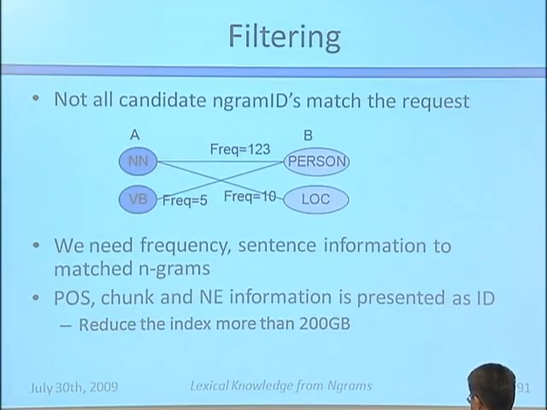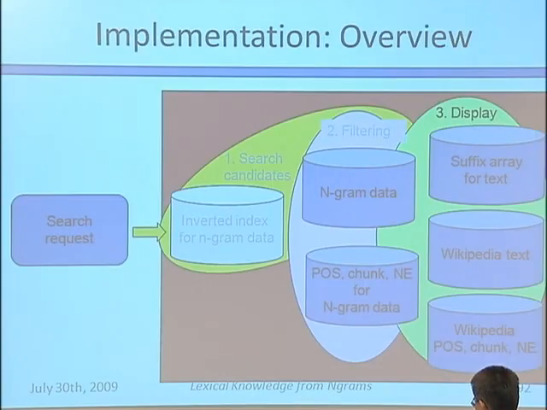And how to do it? The simple idea is we record all the information in the n-gram. That's expensive. We need large space. The number of instances is so large, but the number of combinations is actually not that large. So what I did is we represent these combinations as IDs and use a table to map to the real information. That reduced the size to 100 gigabytes of index. But that's something I did.